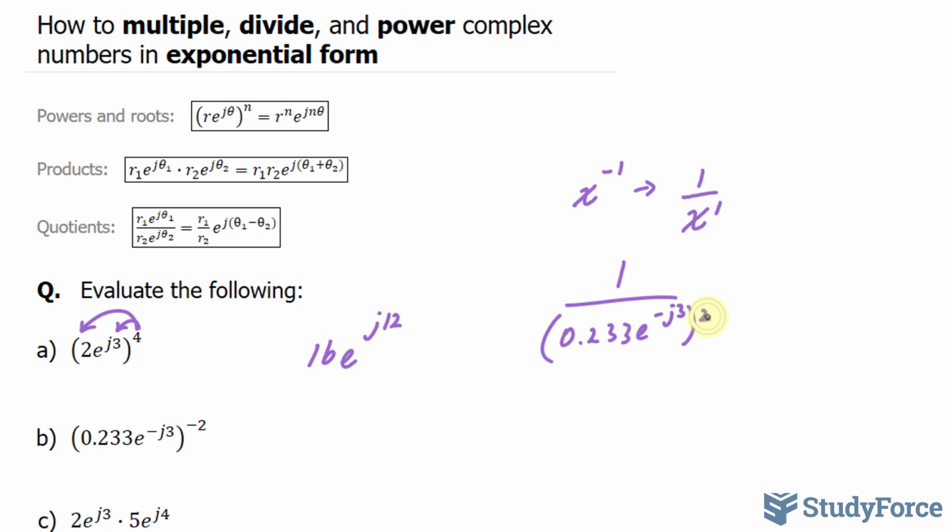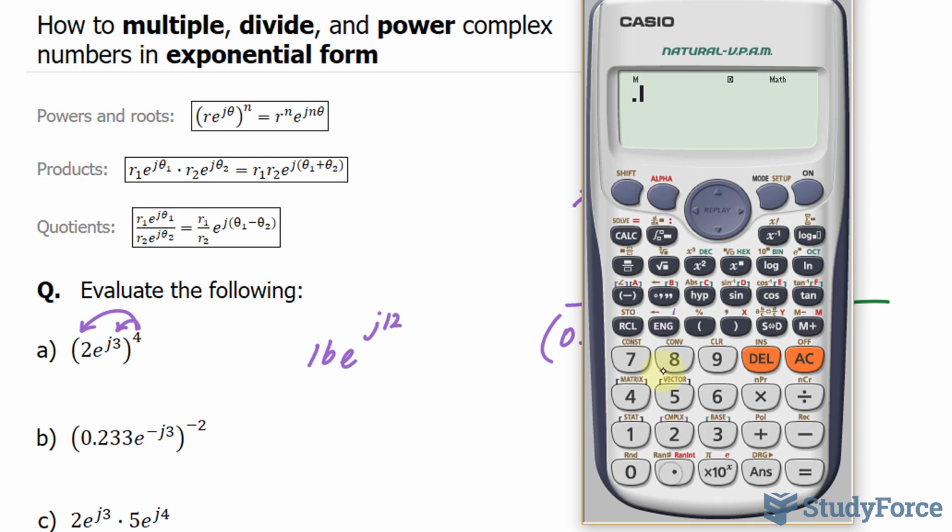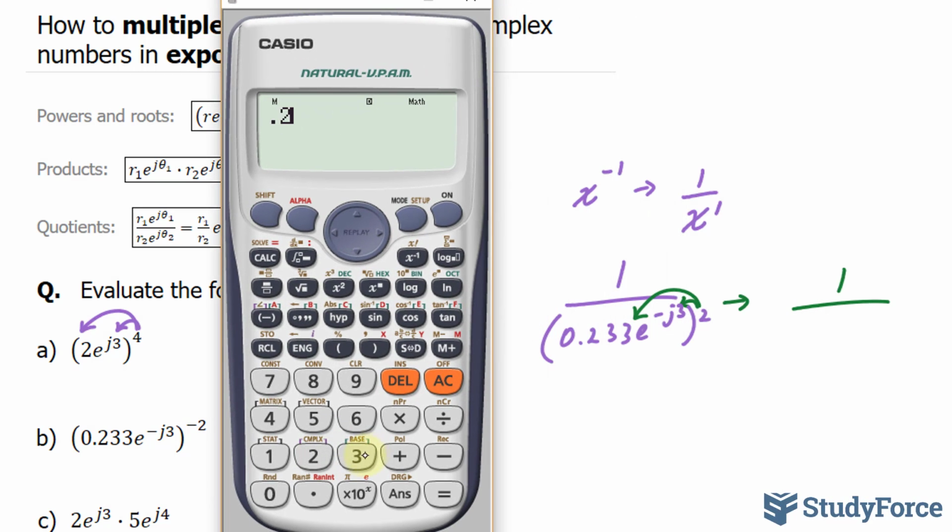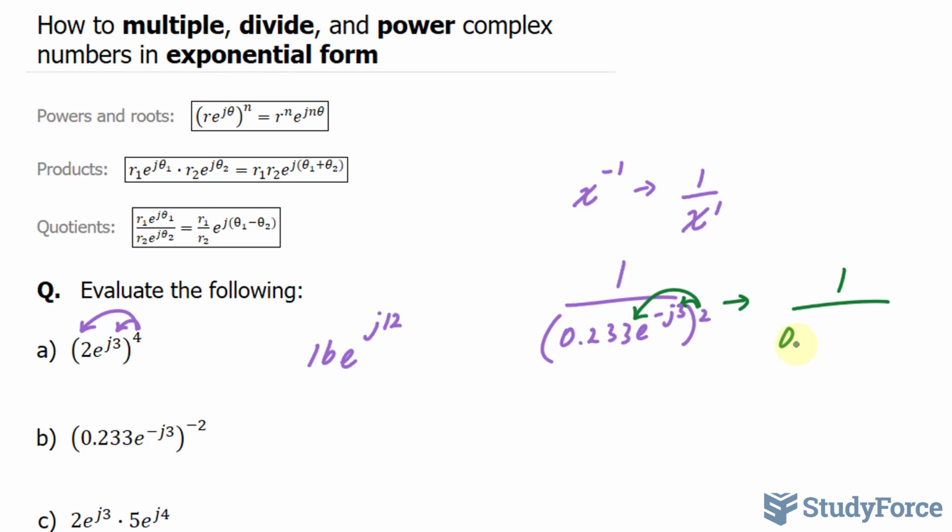Next, what I'll do is distribute this 2 so that it becomes the power of the radius, and also multiply that 2 to the 3, giving us 1 over, and using our calculator, 0.233 to the power of positive 2 gives us 0.0542. So 0.0542 e to the power of negative j6. This is negative, the exponent.